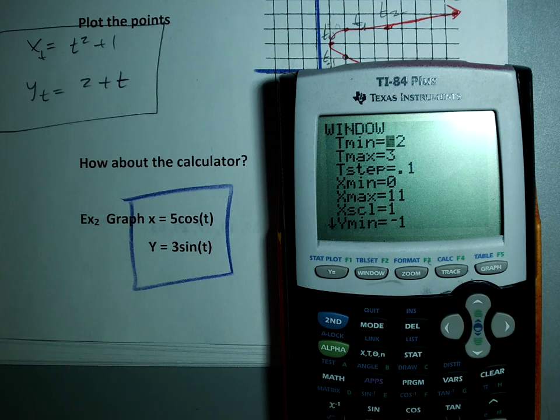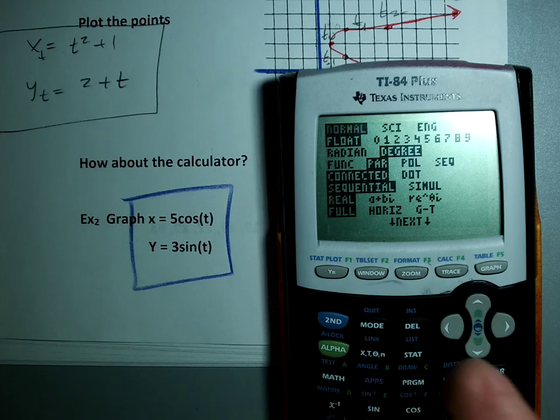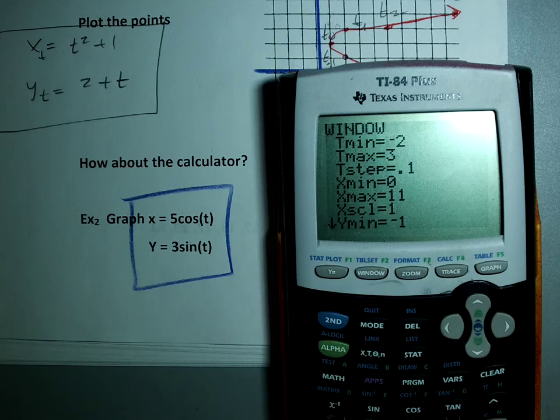So first of all, what mode are you guys in right now? Well, I think we're in degrees. Aren't we in degrees? Okay. Yeah. Okay. So let me go to my mode. I think I'm in degrees, okay? Yeah, I'm in degrees. I'm going to go back to my window. So, T is like your time, which is your angle. So we're going degrees.